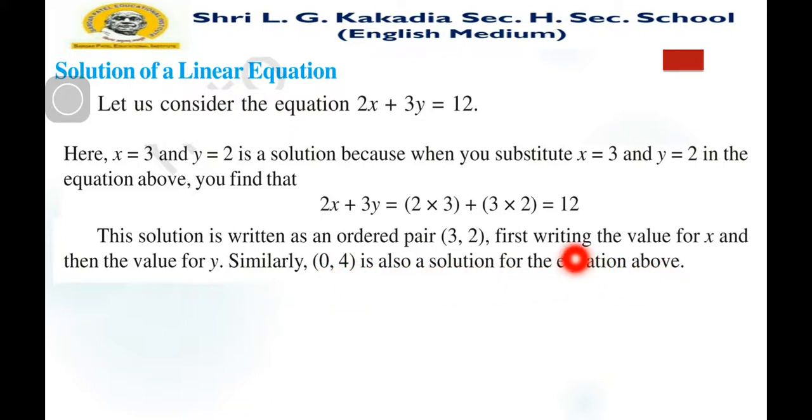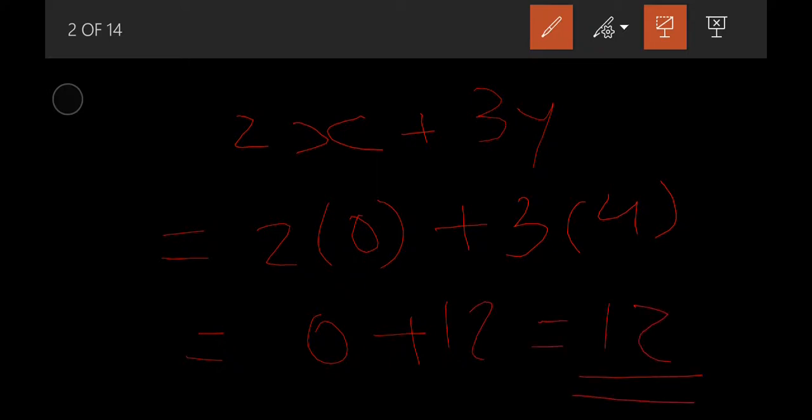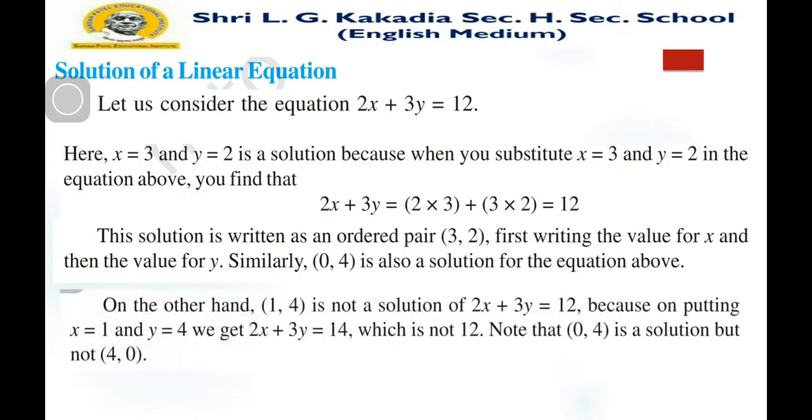For that, let me put x is equal to 0 and y is equal to 4 in this equation. Then we get 2x plus 3y. Taking x is equal to 0, then 2 into 0 plus 3 into 4, which is equal to 0 plus 12, which is equal to 12. So here 0 comma 4 is also a solution of the given linear equation. In this way we can also put other values by selecting x and y.